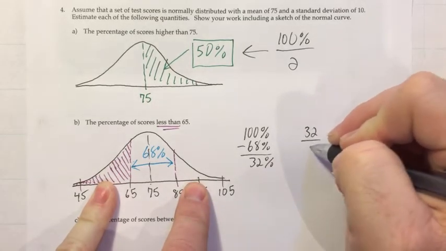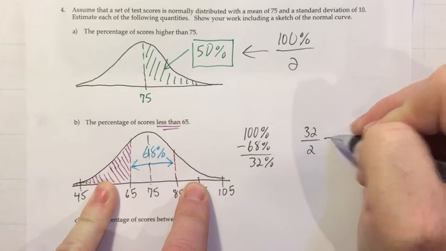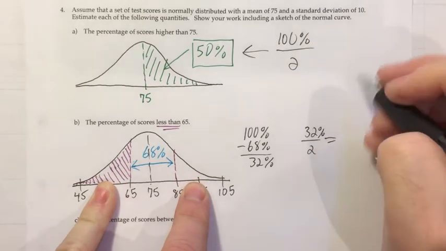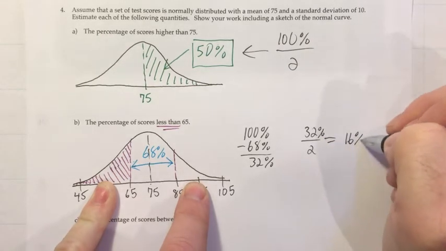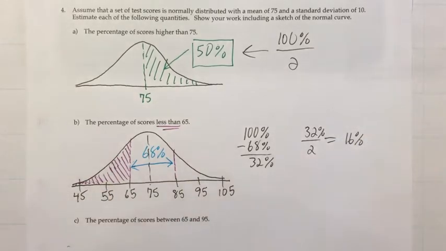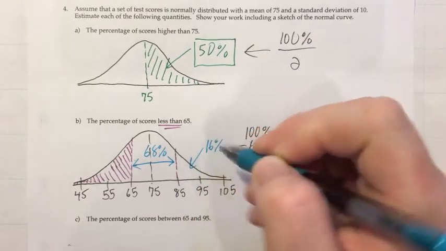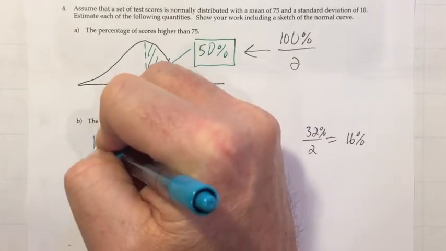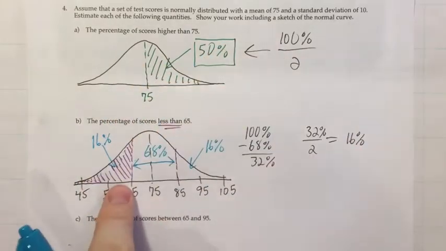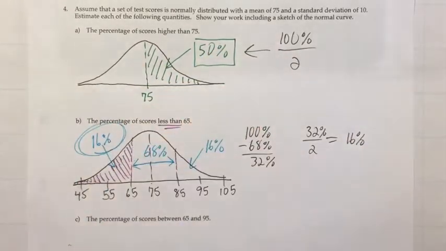But if I wanted the area of each individually, I would cut that in half, and 32% over 2 is 16%, so that's the amount of area on each side. So the amount of area right here is 16%, and the amount of area over here is 16%, and this is the area I want, so that's the answer to my question.